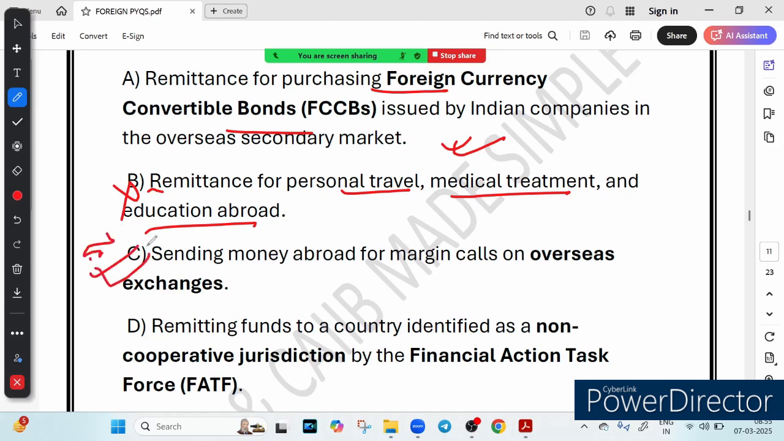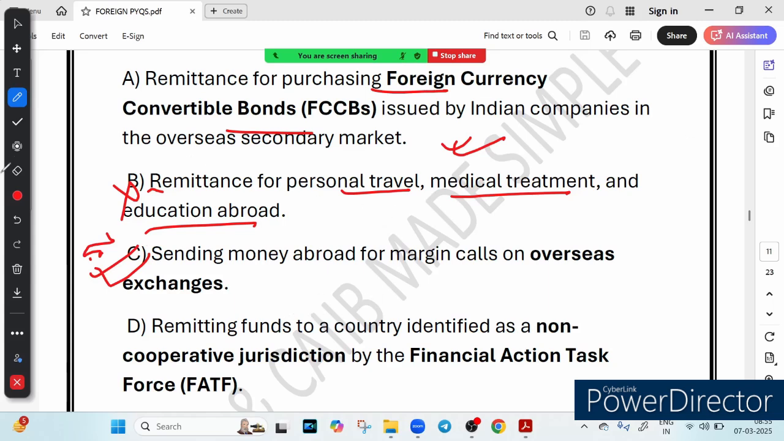So this is correct. And option D, remitting funds to a country identified as a non-cooperative jurisdiction. This option is also correct because LRS prohibits remittance to countries identified as non-cooperative jurisdictions. Right, these countries are flagged due to financial risks like money laundering or terrorism financing. So the correct answer to this question is option A.